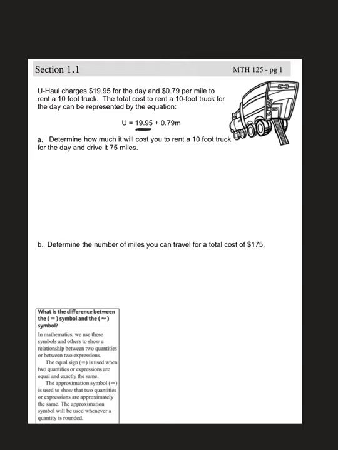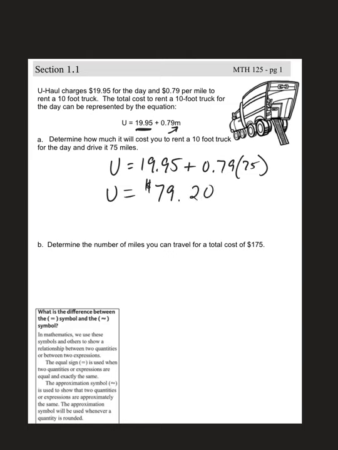Notice that the input variable here is M for miles, so I'm going to plug 75 in where I see M. The cost of the U-Haul is represented by the U. I'm going to need to throw this in a calculator to simplify it. After throwing it in a calculator, the result is going to be $79.20. So majority of the cost obviously comes from how many miles you drive.